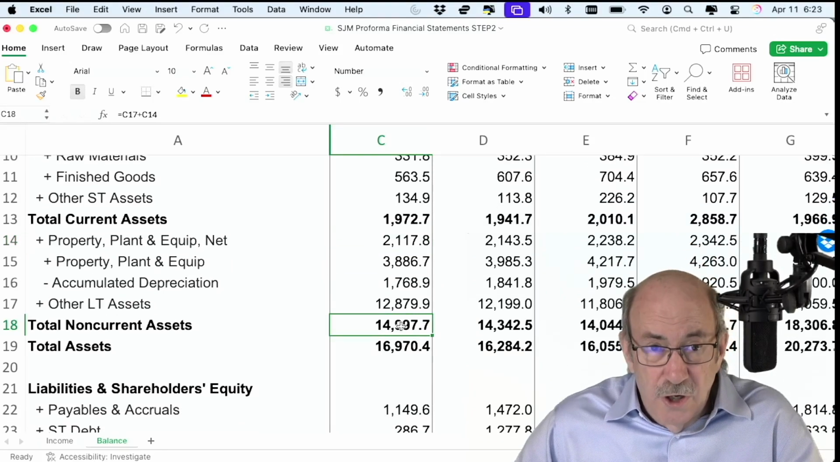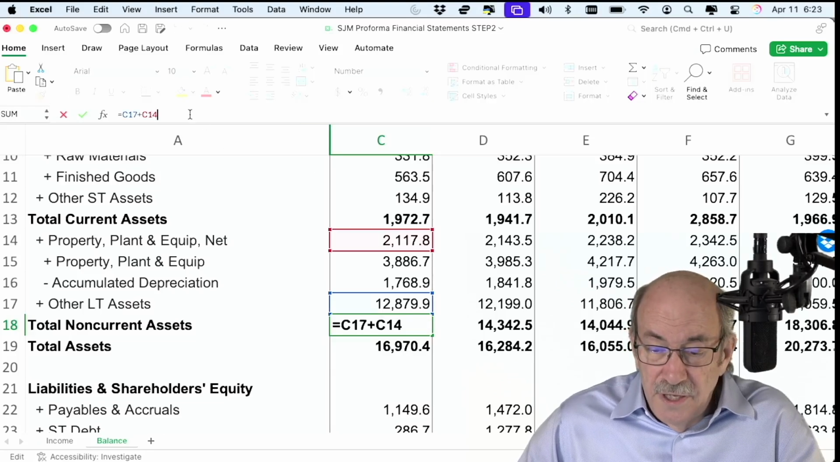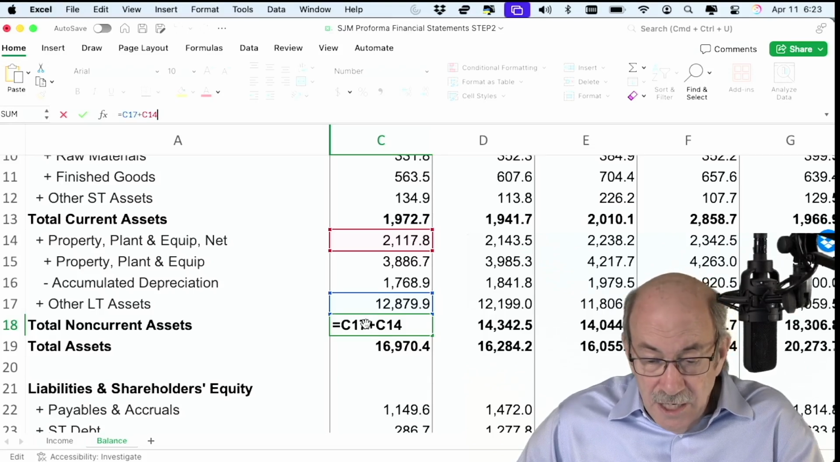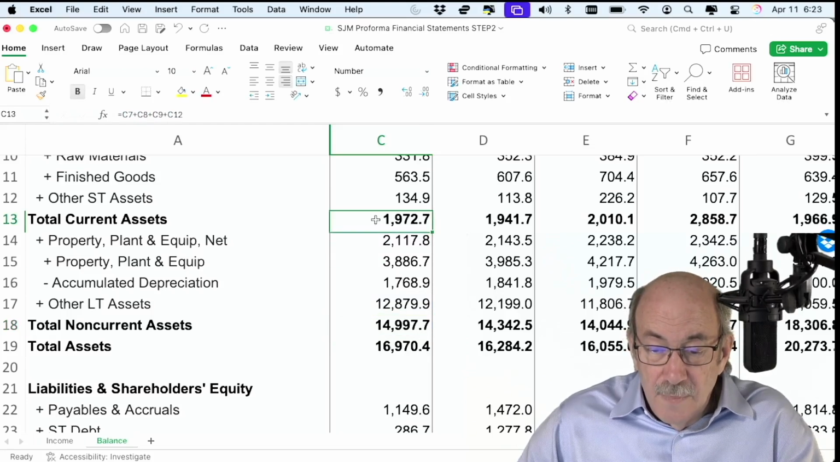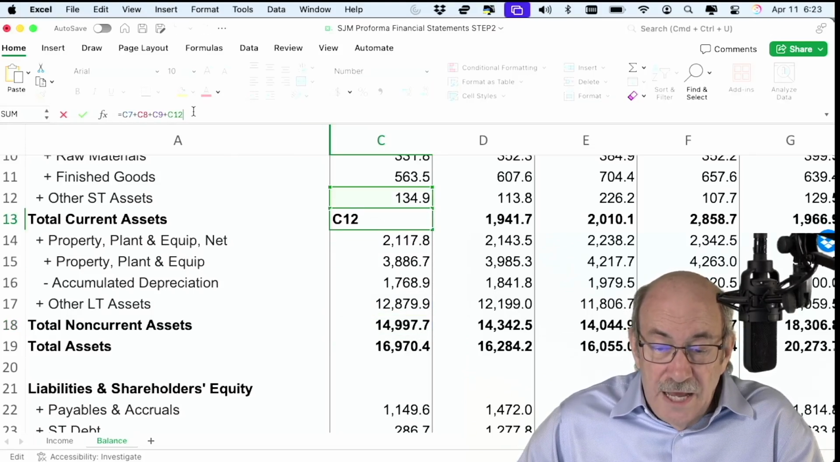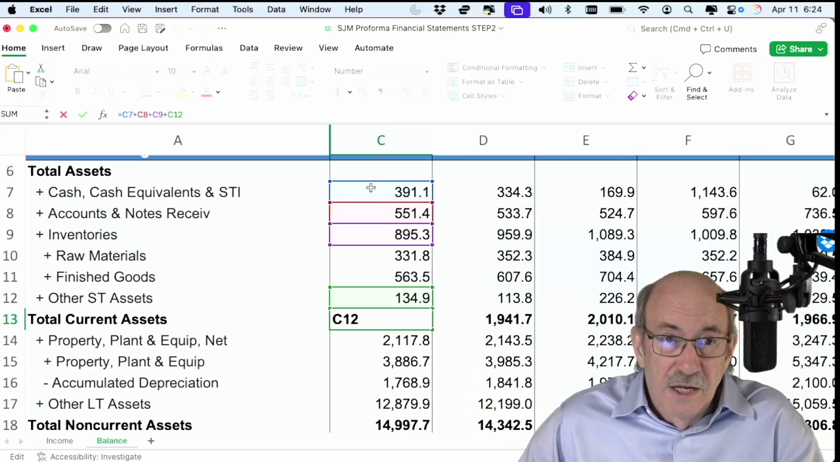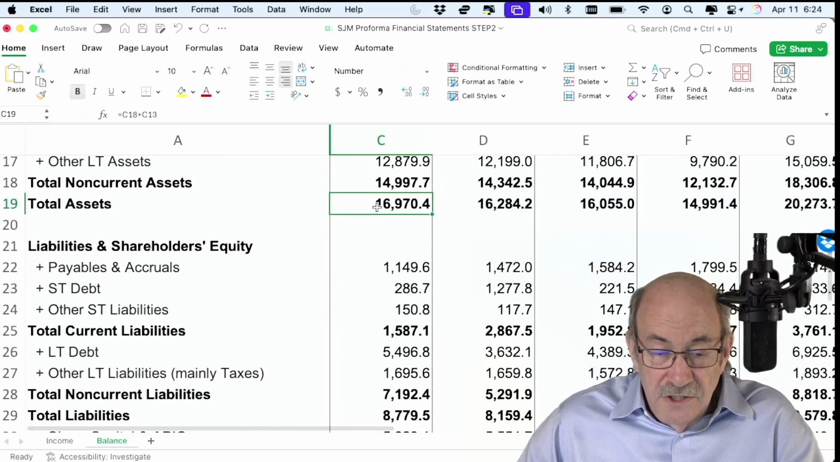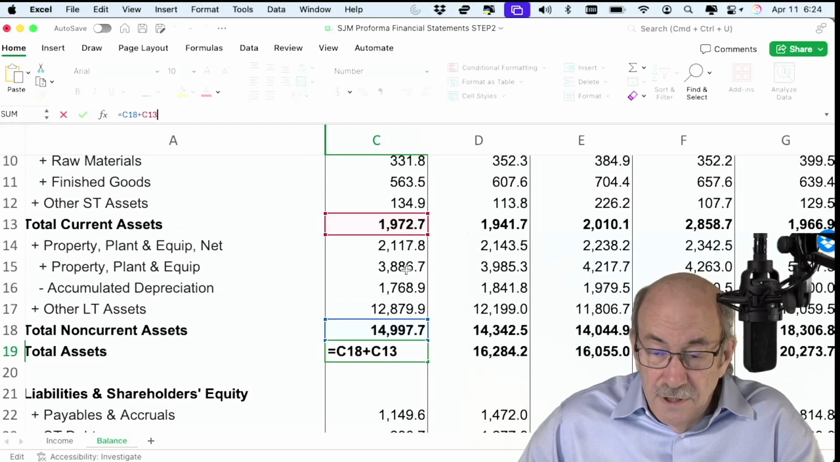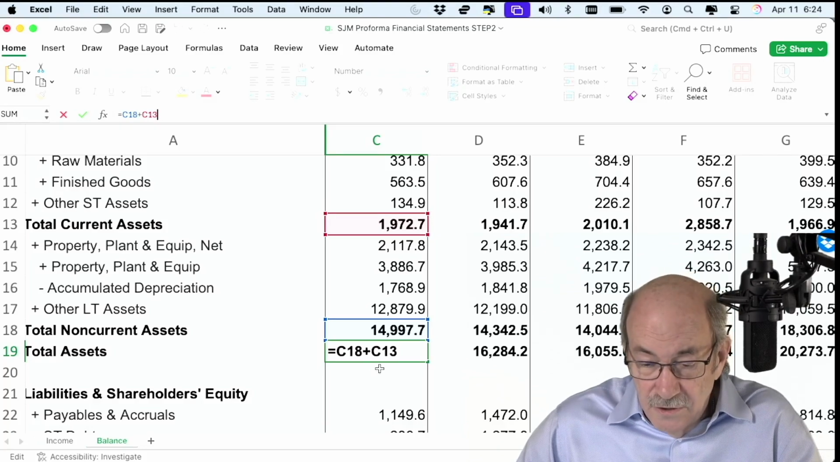Again, total non-current assets is a subtotal, and I'm just adding my net PPE with my other long-term assets, and I get total non-current assets. My total current assets is also a subtotal, and it's other short-term assets, inventories, AR, and cash. And then finally, to get my total assets, I'm adding together the total current assets along with the total non-current assets, and I get total assets.